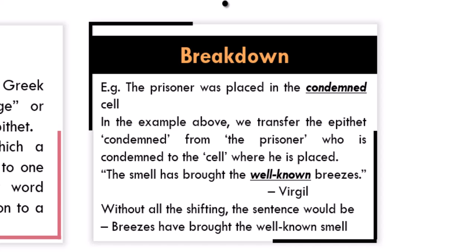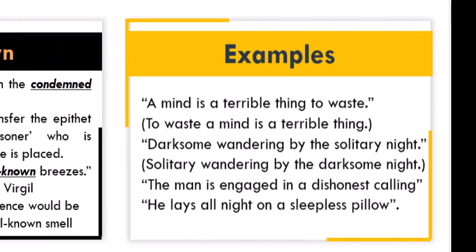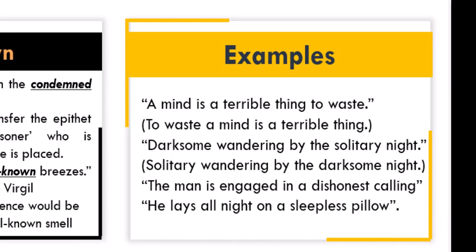Something like that. So more examples of hypallage or transferred epithet we have: A mind is a terrible thing to waste, of which in the normal sense of it, to waste a mind is a terrible thing. Darksome wandering by the solitary night. It should be solitary wandering by the darksome night. So we've already transferred the adjective meant for wandering to night, and that meant for night to wandering, because wandering cannot be darksome and night cannot be solitary. A night can be darksome and wandering can be solitary.